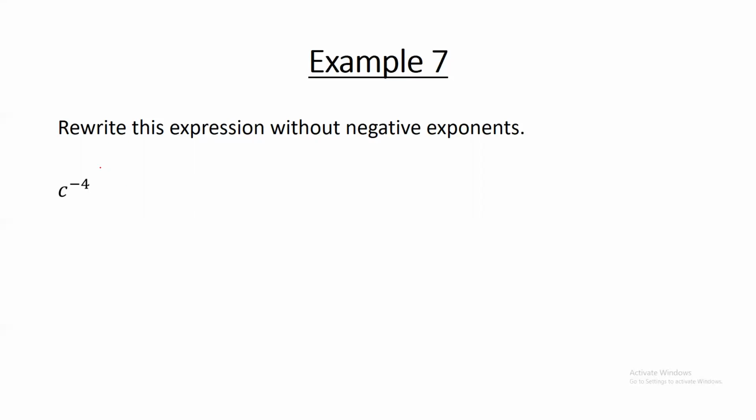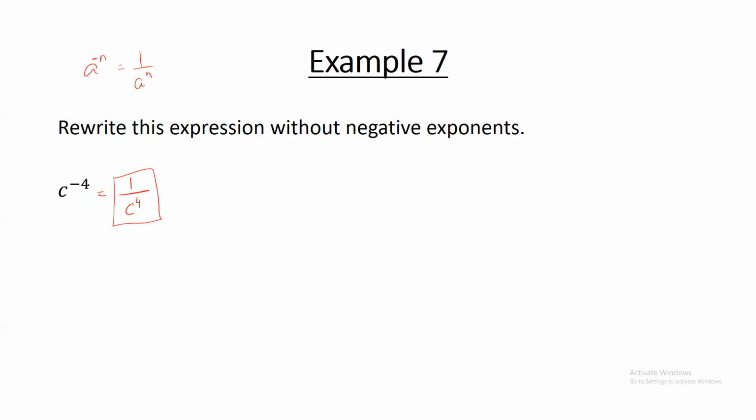So let's take a look at example 7. We have to rewrite this expression without negative exponents. The rule, if you again remember, a to the power of negative n is 1 over a to the positive n. So c to the power of negative 4 is 1 over c to the power of positive 4. That's really it. You rewrote the expression without negative exponents.